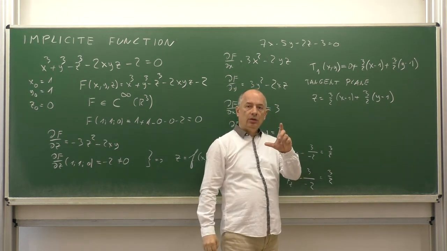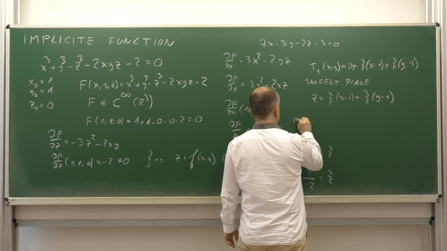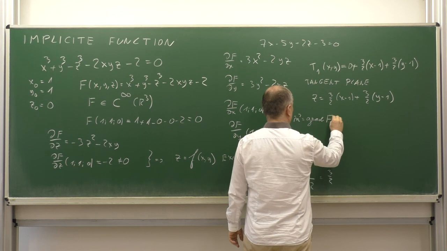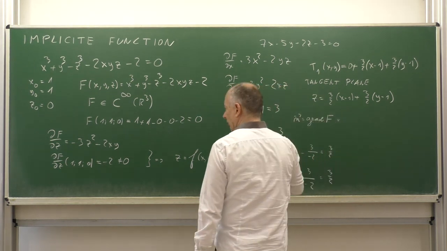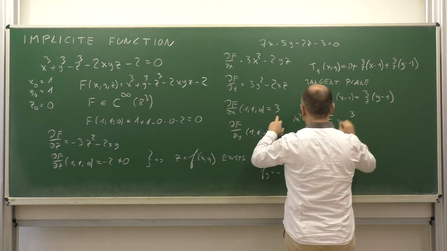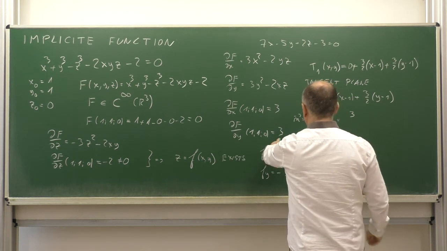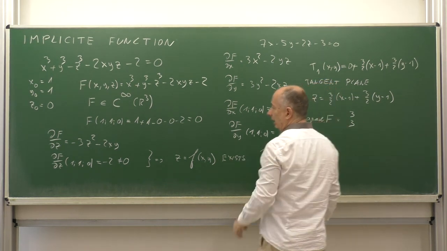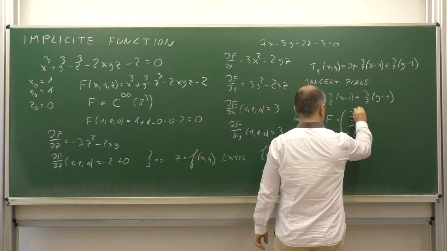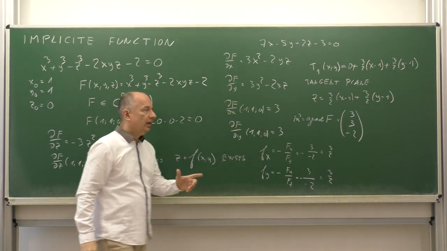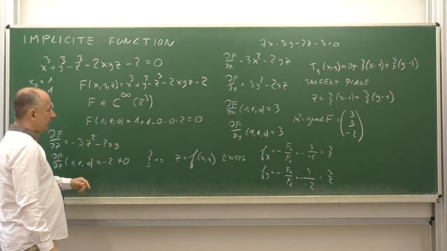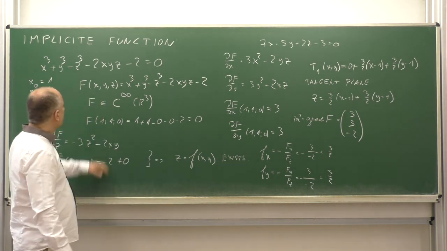Or we can write the normal vector, which will be the gradient of the function capital F, which is F_x, which is 3, F_y, which is also 3, and F_z, which is minus 2. So this is the gradient of capital F, and this gives the normal vector to the graph of this function, which is given by this equation.